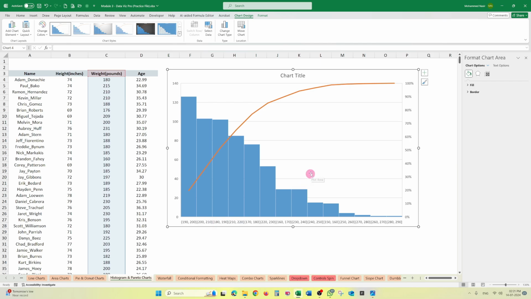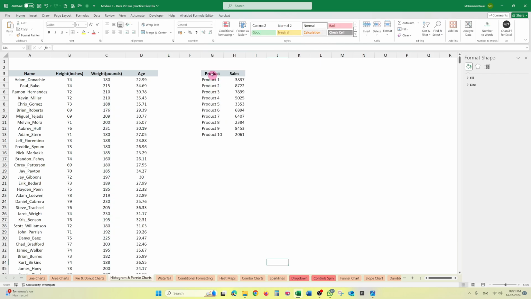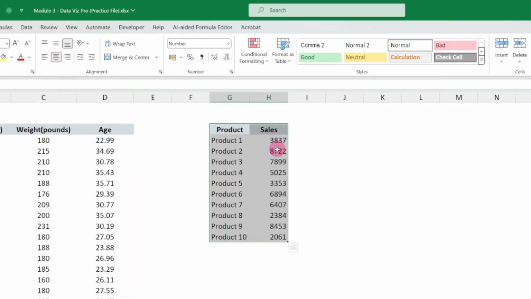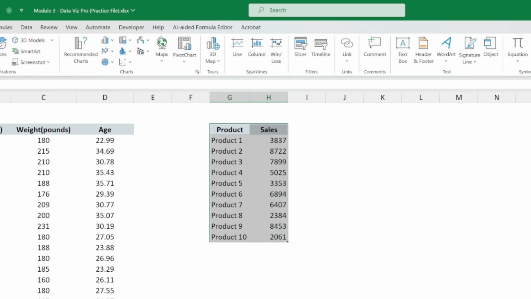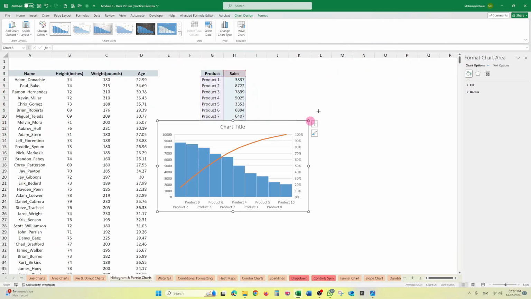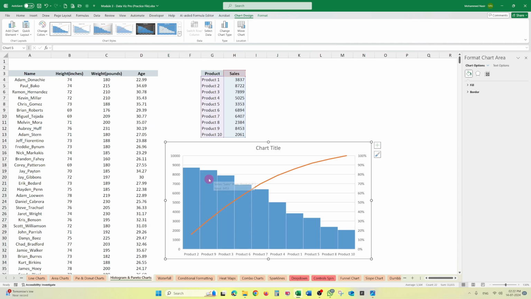Now let's delete this one and let's insert the Pareto chart for this one. Here we have product 1, product 2, like that up to product 9, and we want to see what is the sales of each one, which one is making the most contribution of sales. Okay, so we can do that using the Pareto chart. Here the highest sale is in product 2, and product 9 is the next highest sale, then 3, and so on.